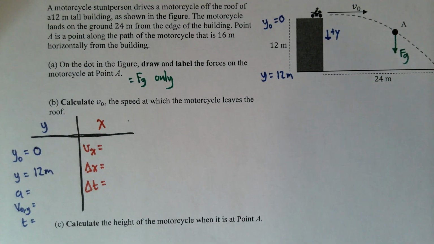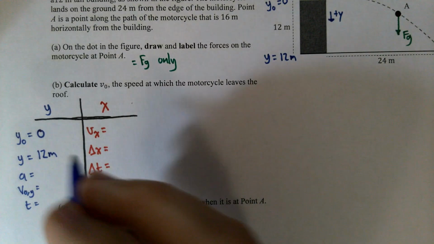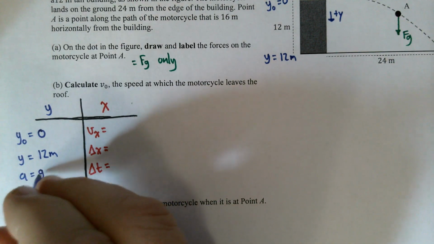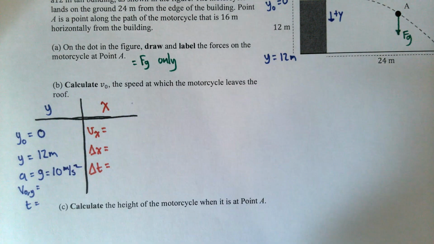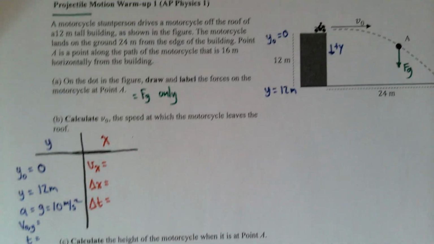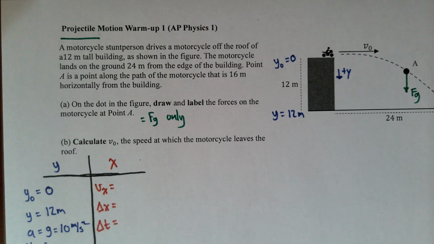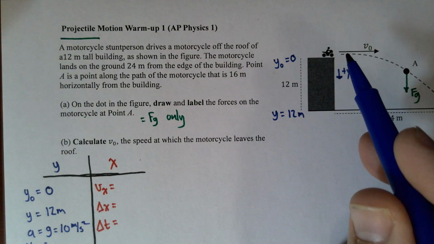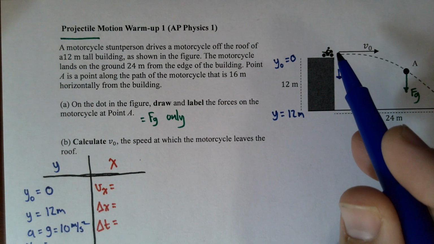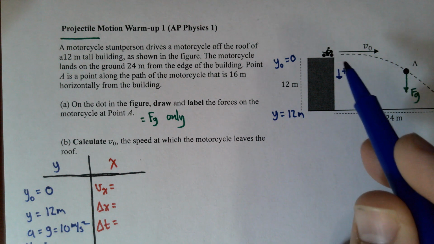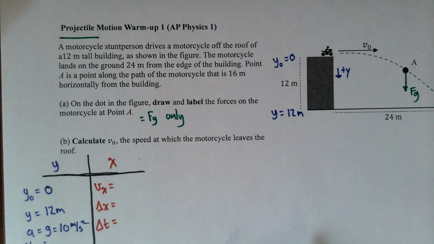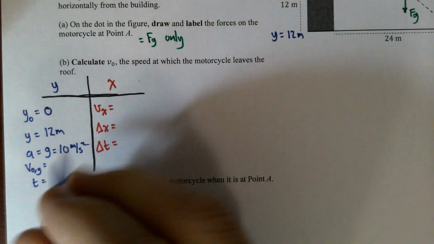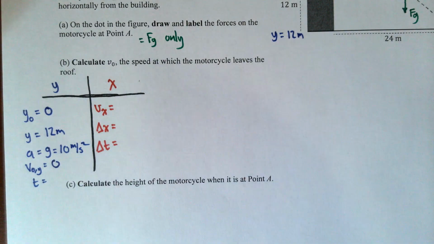Of course, since this thing is free falling, the only force acting on it is gravity, so our acceleration is equal to g, and we're going to round that off to 10 meters per second squared. And then because our motorcycle is going horizontally, the vertical velocity is 0. It's not going up or down when it leaves the roof. Now that vertical velocity doesn't stay 0, but the moment it leaves the roof, the vertical velocity is 0.